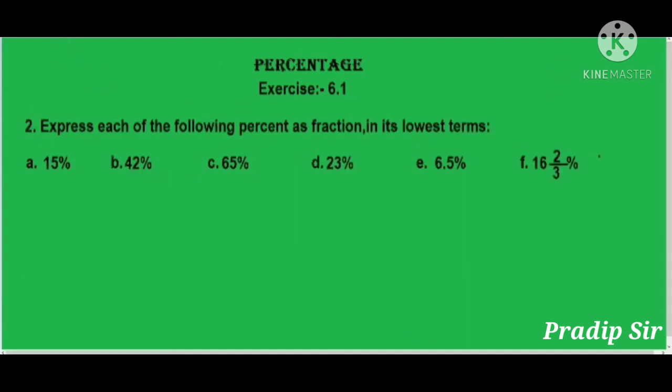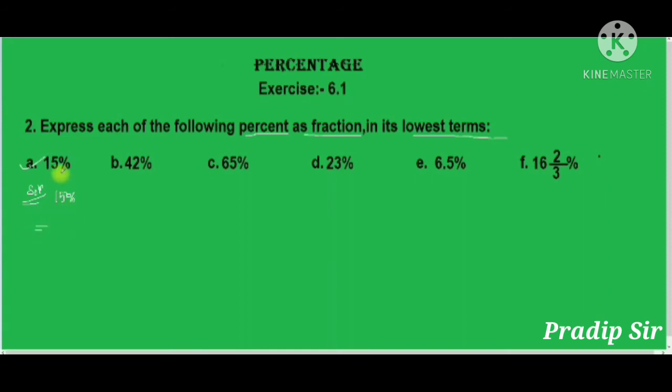Okay, so now question number 2: express each of the following percents as a fraction in lowest terms. So here percent is given to you, you have to write it as a fraction in lowest terms. There is 15% given, so first you write it as a fraction. This 15% means 15 out of 100. So first you write 15 over percentage, out of 100.